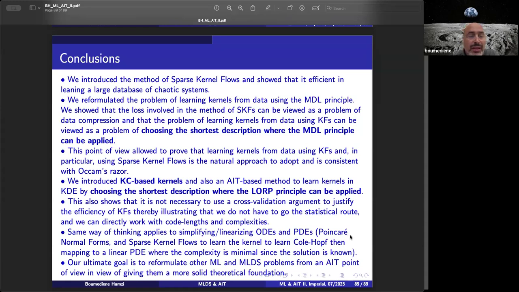We also applied the same way of thinking not only to learning kernels, but also to dynamical systems problems, like Poincaré normal forms, which is a problem of simplifying ODEs using transformations. We showed that this is also consistent with the MDL principle, and the same thing for the problem of simplifying PDEs, like moving from nonlinear PDEs to linear PDEs, or in general simpler PDEs. Our ultimate goal is to reformulate other machine learning and dynamical systems problems from an AIT perspective, giving them more solid foundations. That's all, thank you.